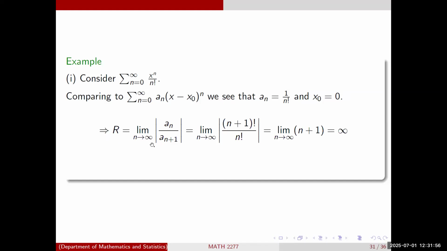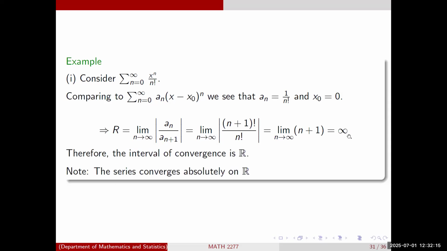So that is by this limit. So it's limit modulus an over an minus 1. Okay, so you look at this limit and you will get it equal to infinity. Best case scenario, when the radius of convergence is equal to infinity, you don't have any endpoints to check, right? Because why don't you have any endpoints to check? What are the endpoints of the real numbers? There are no endpoints. Okay, so therefore, the interval of convergence is all of the real numbers.